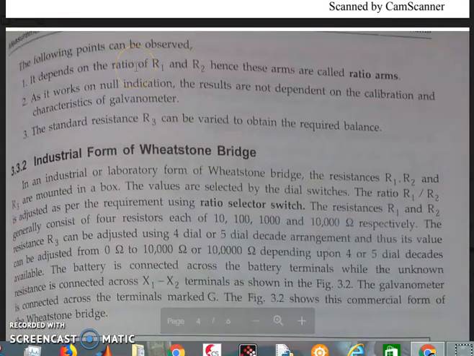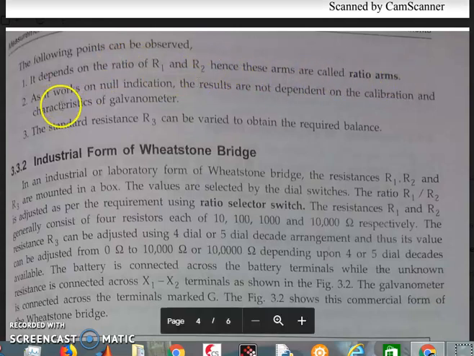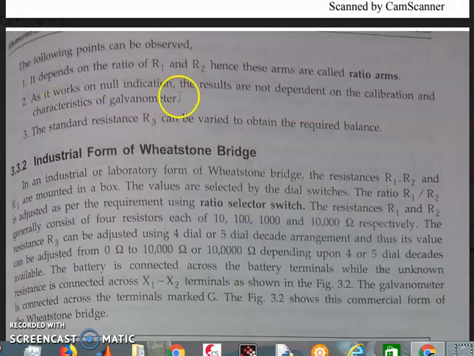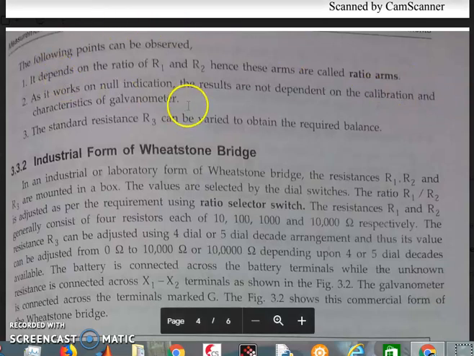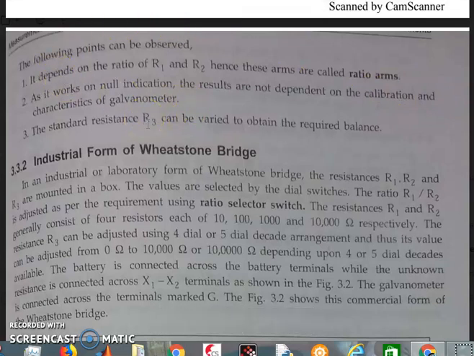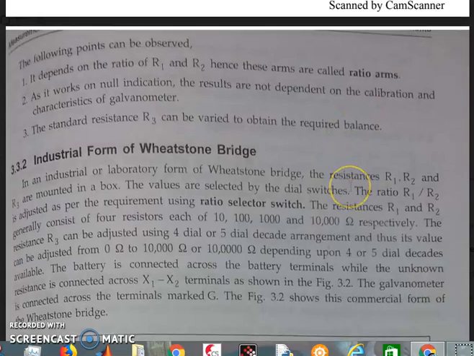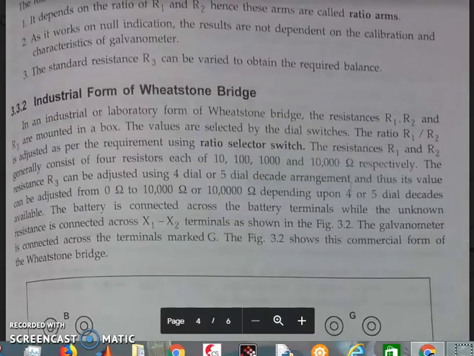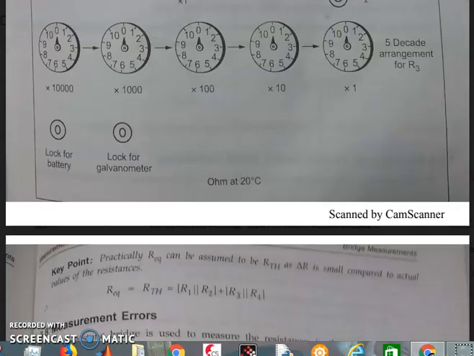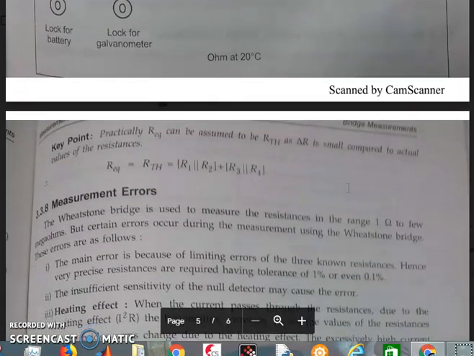The points to be remembered are, first, it depends on the ratio of R1 and R2, hence these arms are called ratio arms. Second, it works on null indication, hence the result does not depend on the calibration and characteristics of the galvanometer. Third, the standard resistance R3 can be varied to obtain the required balanced condition. And this is the circuit for the industrial form of Wheatstone bridge, looking like a regulator.